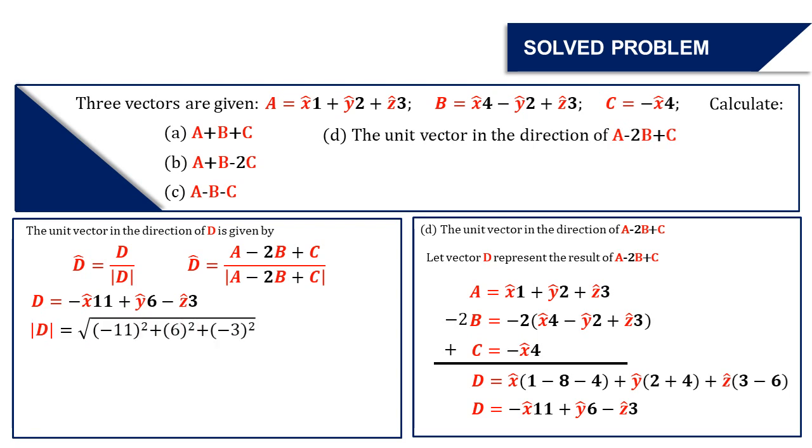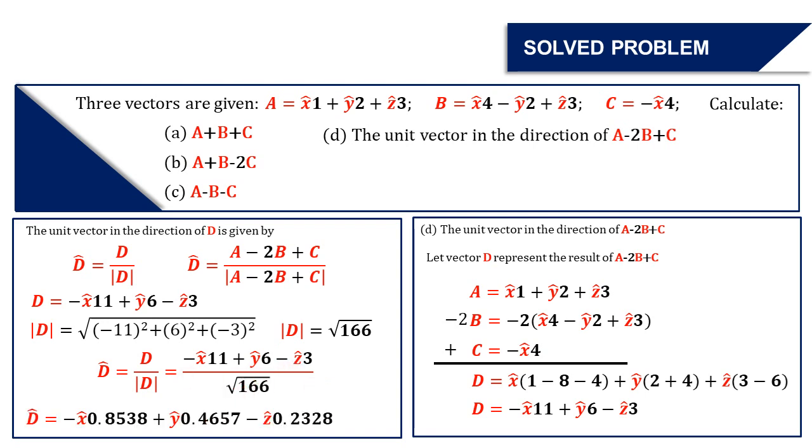And then yung ating magnitude, that is equal to the square root of negative 11 squared plus 6 squared, plus negative 3 squared. So, ang result ng D natin, that is the magnitude, is the square root of 166. So, gagamitin na natin yan to get our unit vector. Okay? So, therefore, ang unit vector natin is equal to negative x hat 11 plus y hat 6 minus z hat 3 all over the square root of 166.